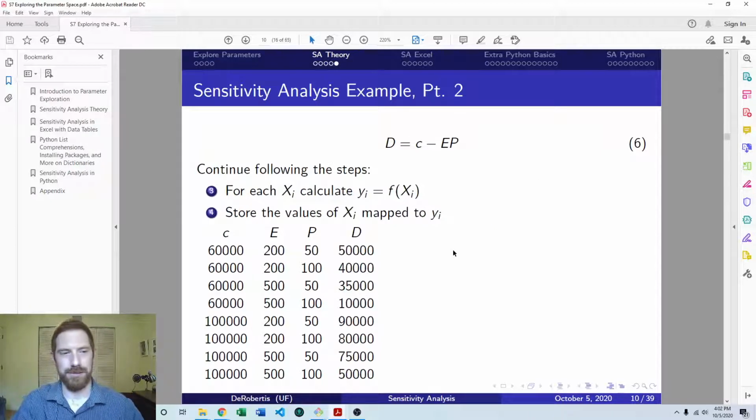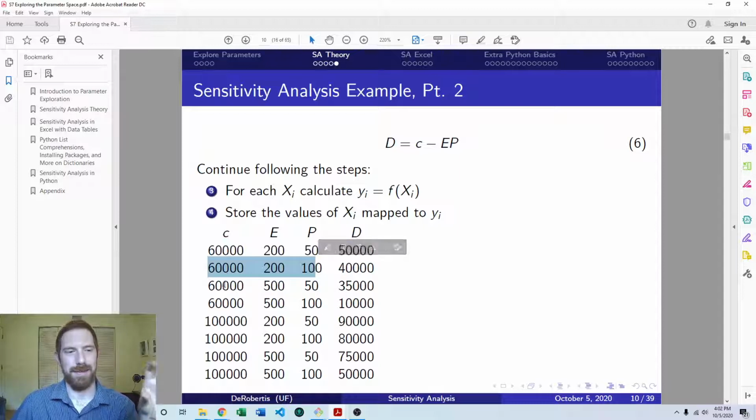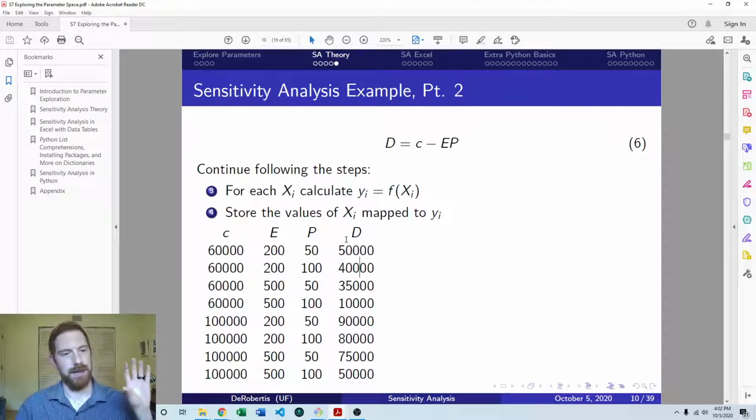Then going to step 3 is to run the model, and step 4 is to keep those things linked together. We can do all that here in this table, and now we have calculated this equation for each one of these sets of inputs. By using this table, we've kept them mapped together, which inputs go to which output. So that was our whole sensitivity analysis process right there. Really not complicated. The only remaining step is then to visualize that.